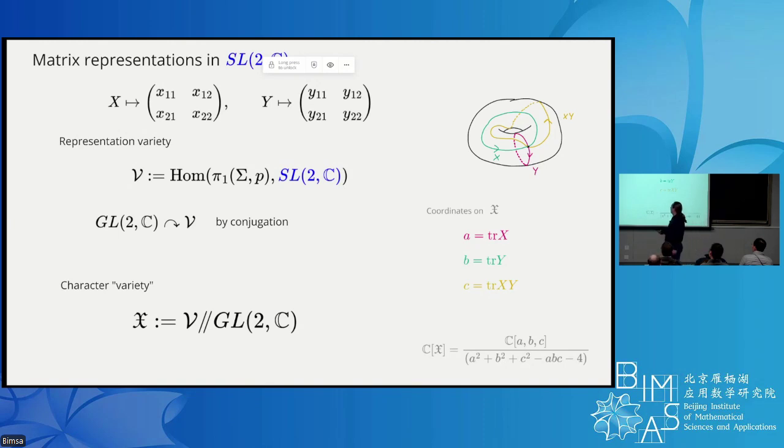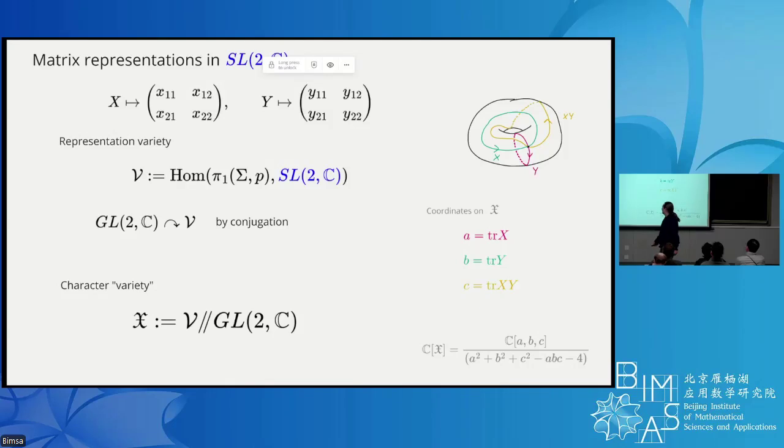And if we look at all possible matrix representations of the fundamental group, they would form the so-called representation variety, which basically is the variety cut out by the polynomial equations that the determinant of x equals 1, the determinant of y equals 1, and that they satisfy the relation. Now, on this variety, we will have the action of the underlying Lie group, right? So GL2C would act by conjugation.